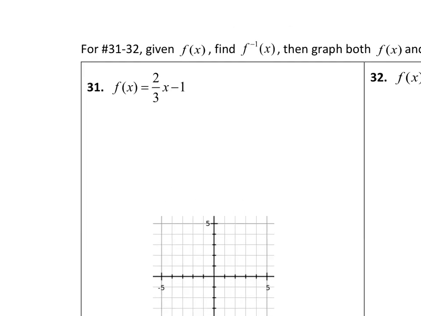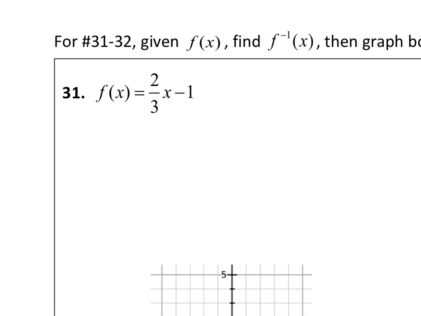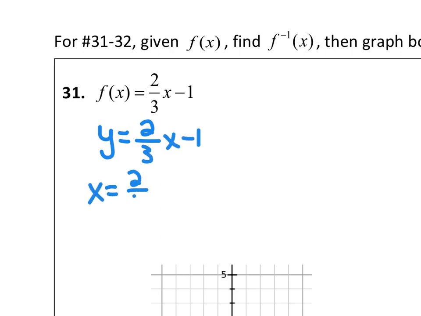Now, for 31 and 32, the process starts the same. You're going to find the inverse function for the given function, and then you're going to graph both of them on the graph given. So here I've got y equals 2/3 x minus 1. So x equals 2/3 y minus 1. Get the y by itself. X plus 1 equals 2/3 y.